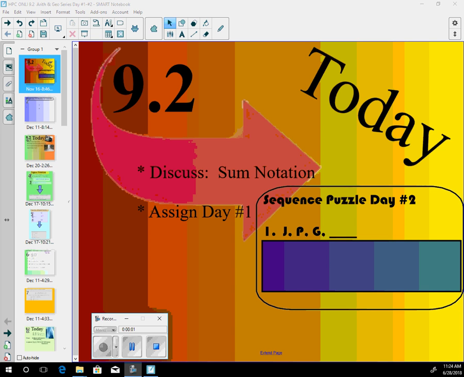This is the second lesson for Chapter 9 on sequence series. I got a nice little start-off sequence for you, JPG. Give you a hint, music for that one.